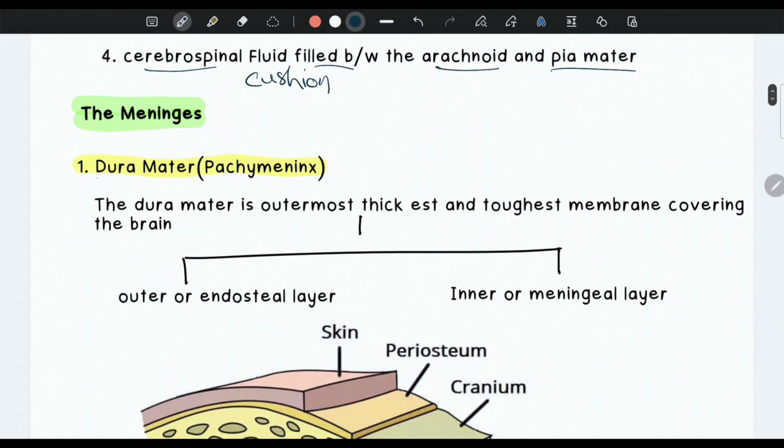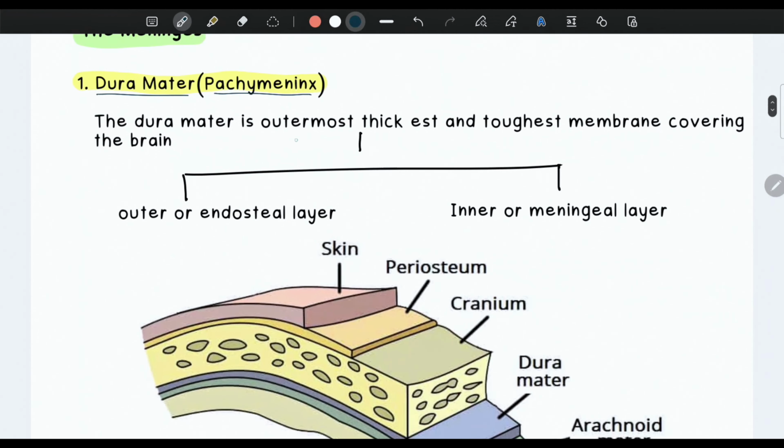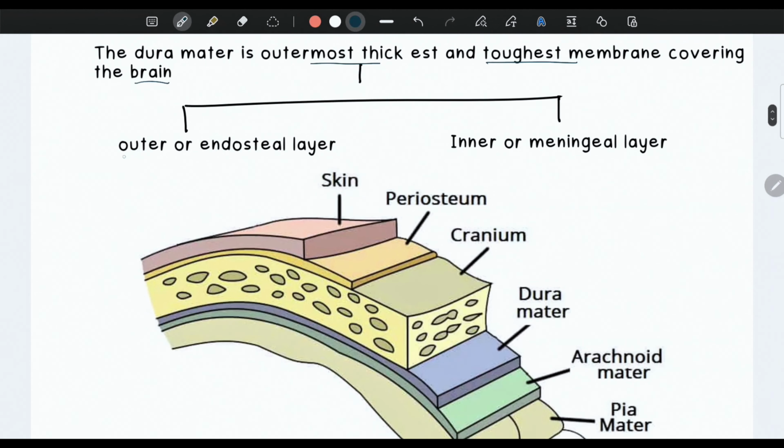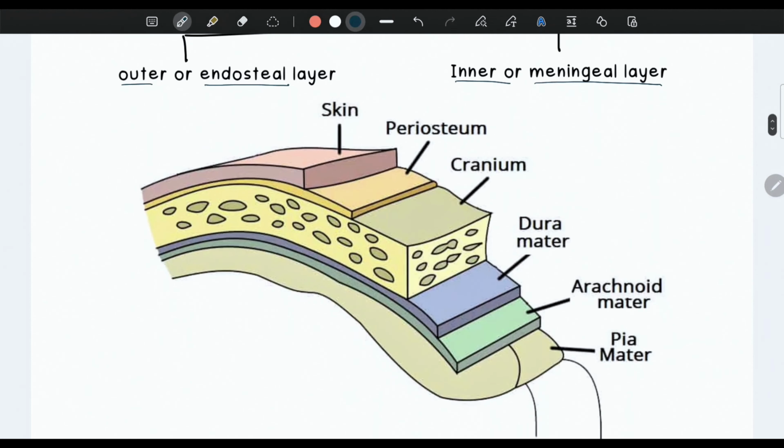Then the meninges. The first one is the dura mater, also called pachymeninges. The dura mater is the outermost, thickest and toughest membranous covering of the brain. Dura mater is basically divided into two parts, the outer one and the inner one. The outer one is also called the endosteal layer, and the inner one is called the meningeal layer.